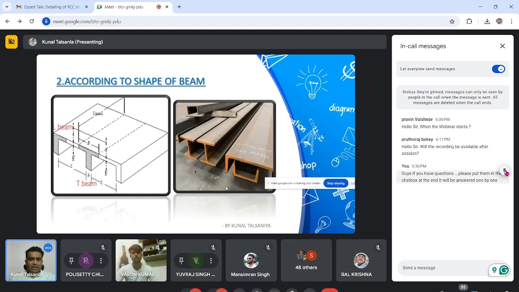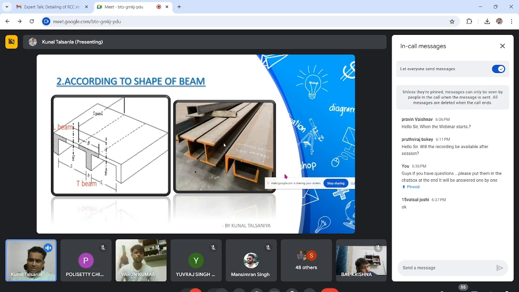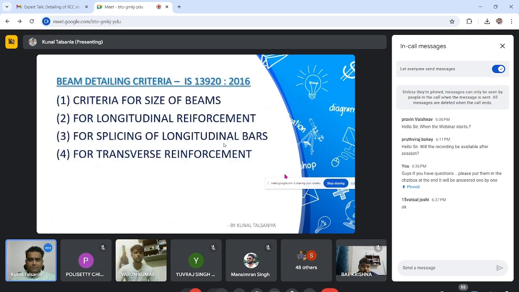Now, according to shape of beam, you can say T beam or L beam. So according to its shape, the name of the beam is T beam or L beam. If we go into steel, this is the I beam and channel beam. I have just put an image.